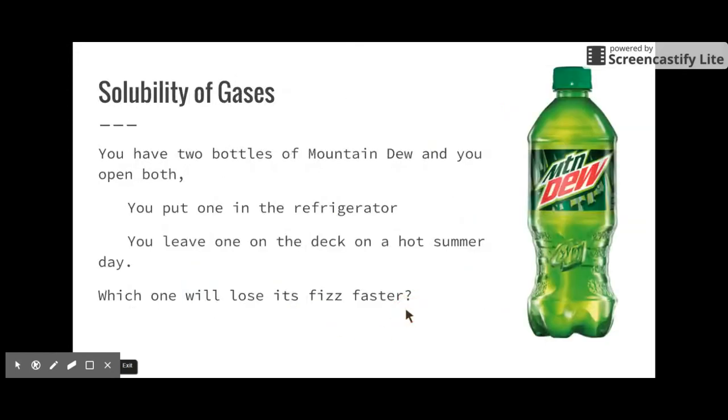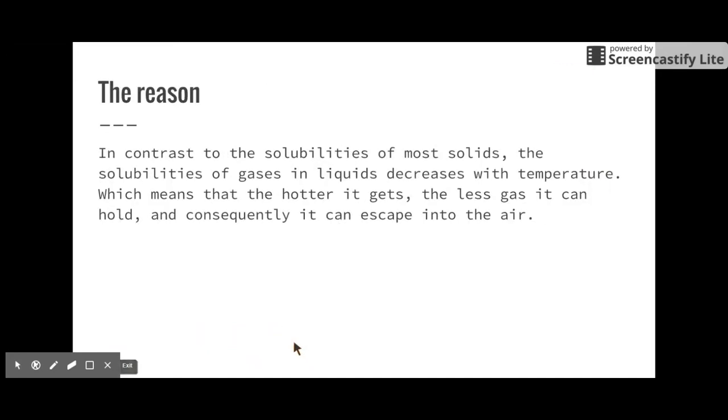So think about this in terms of Mountain Dew. If you had 2 bottles of Mountain Dew and you opened both, and then quickly put one in the refrigerator and left one on the deck during the summer, not right now when it's cold and wintry, but on a hot summer day, which one's going to lose its fizz faster? This might be something that's happened to you before, and you probably know that the one sitting in the refrigerator will keep its fizz longer, and the one sitting outside will lose its fizz faster. But why is that?